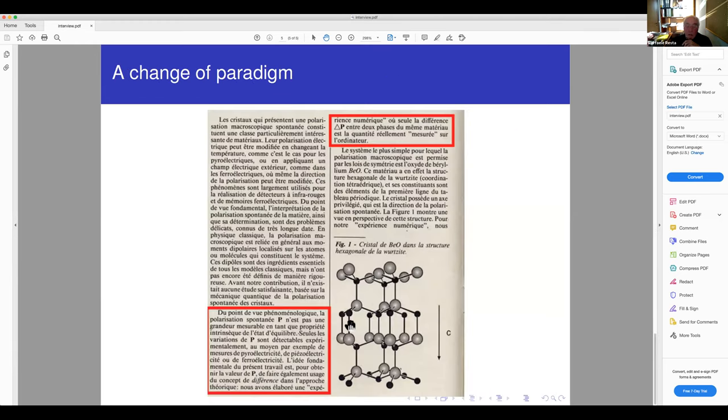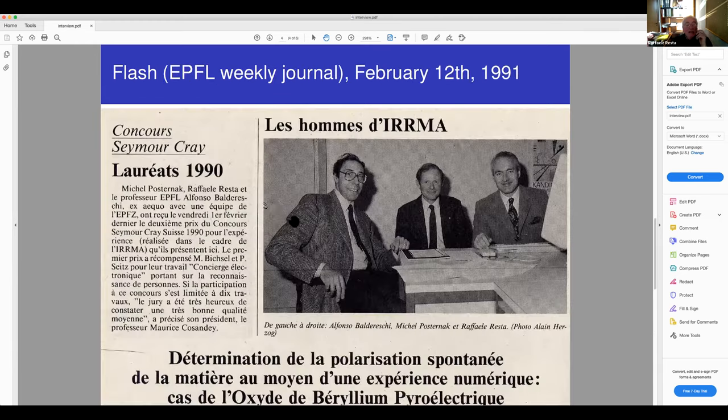Now, what the work is about is here. This is the Zone Irma, because IRMA is the acronym of the lab at that time. And for the very first time, we were able to compute spontaneous polarization. As I told you, linear induced polarization was something which was solved by then, very accurately in several ways, but spontaneous was not. And this is not yet the final idea.